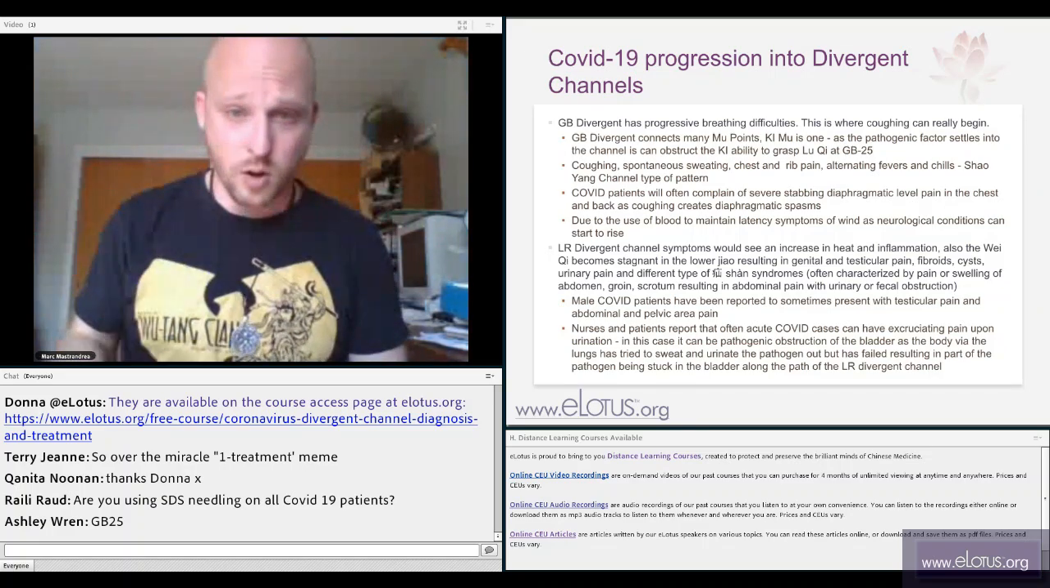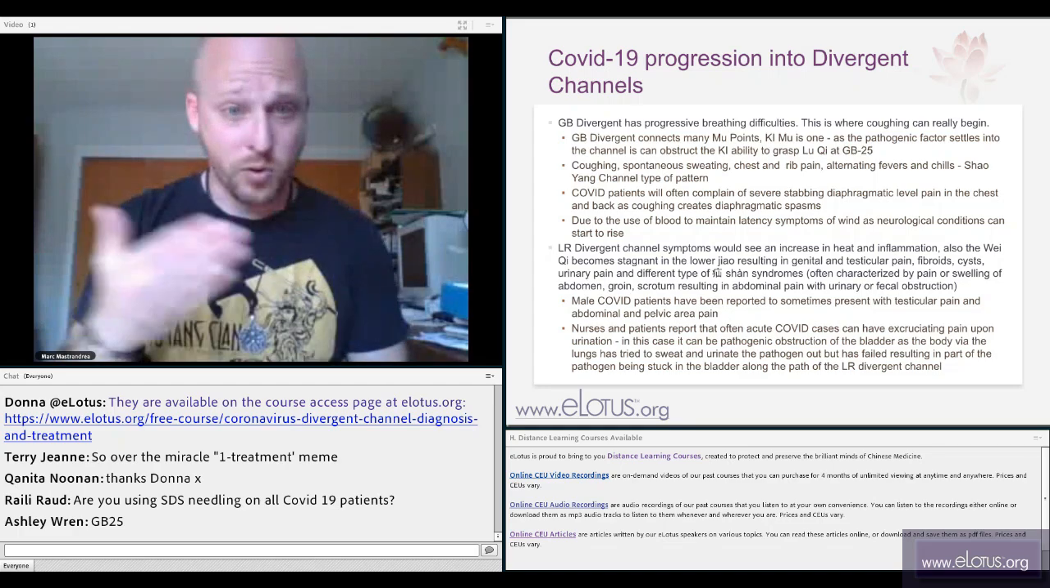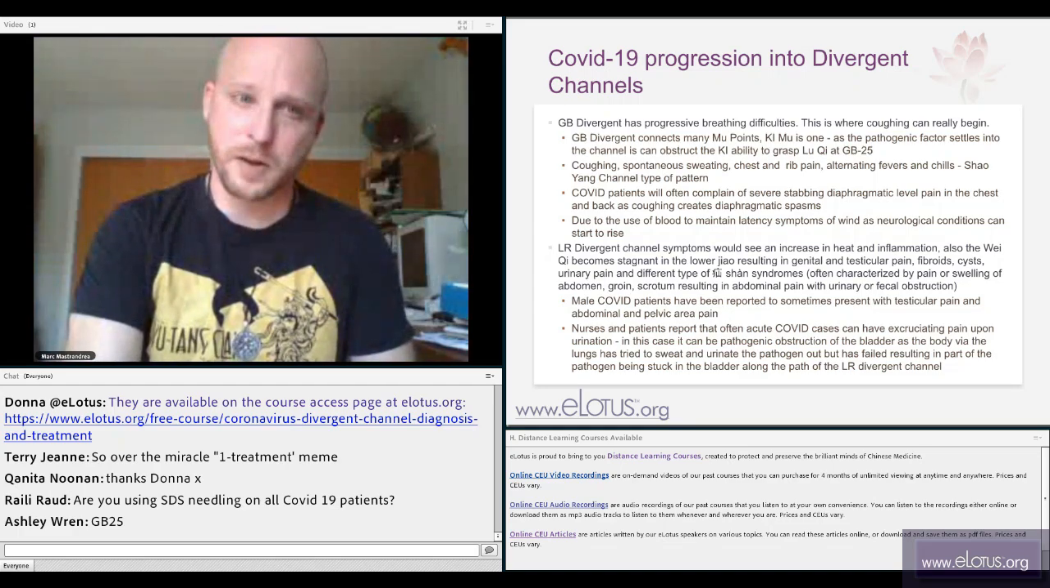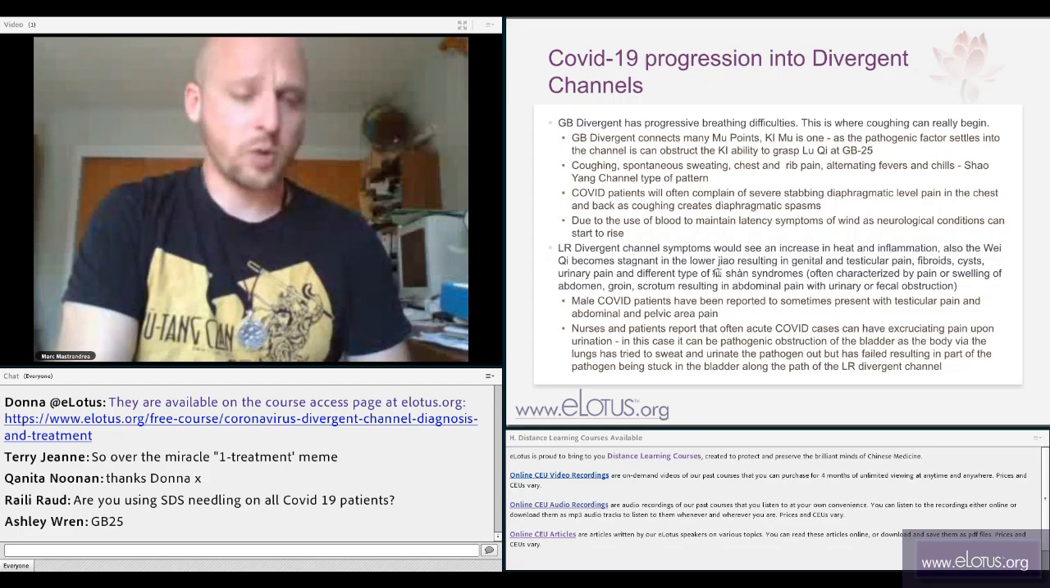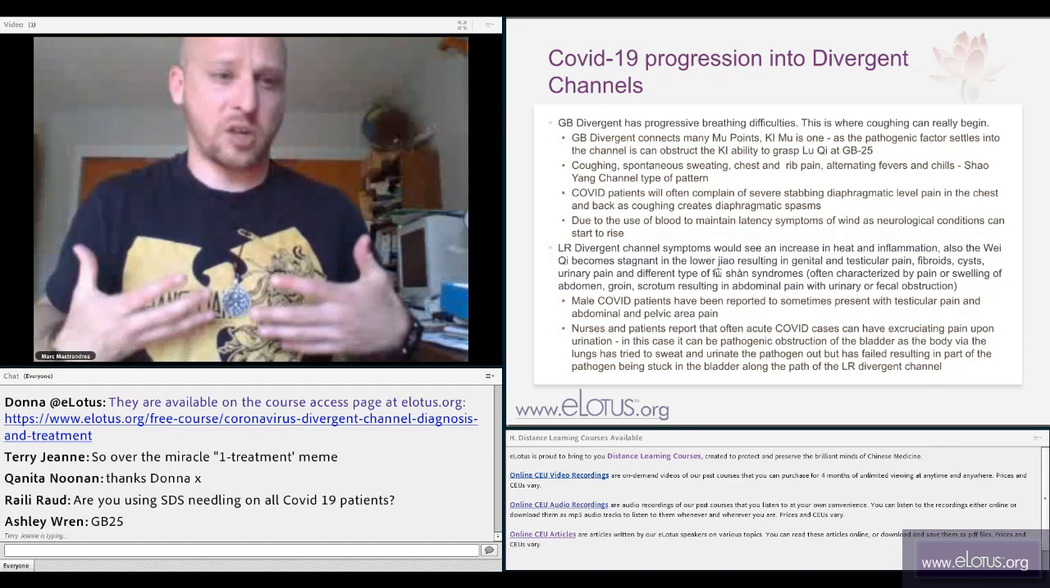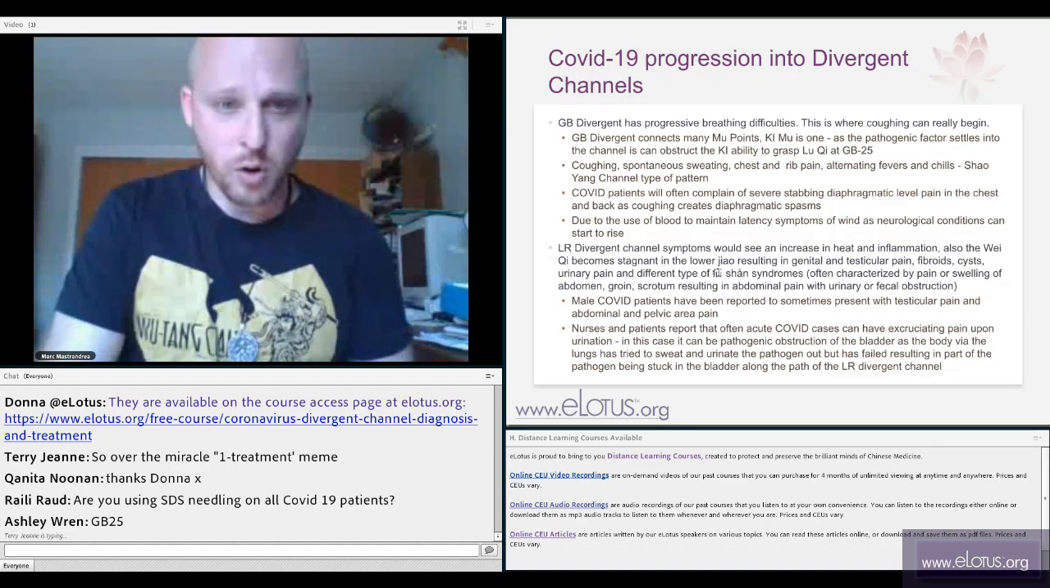You can get chest and rib pain, alternating fevers. Things are moving back and forth. COVID patients will often complain of severe stabbing pain in the diaphragm. Severe. Like, this is what oftentimes makes them call the ambulance, because they feel like they can't even breathe fully because it's excruciating, right? So gallbladder 25.